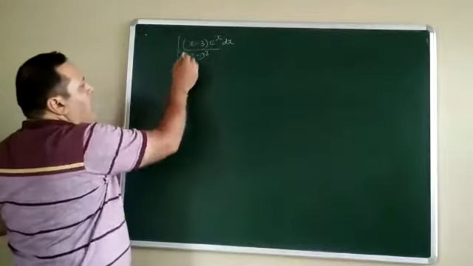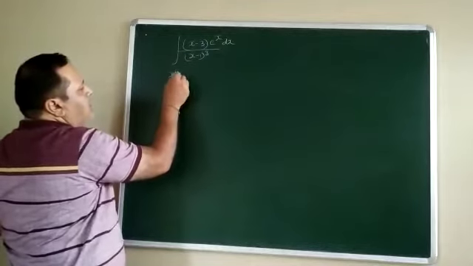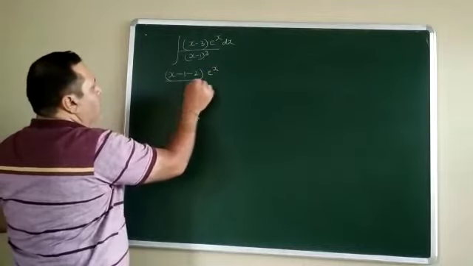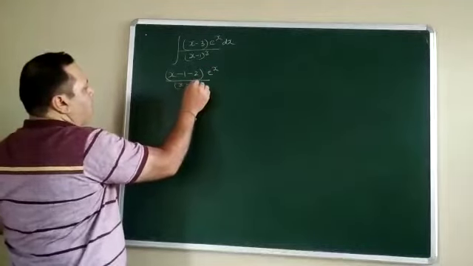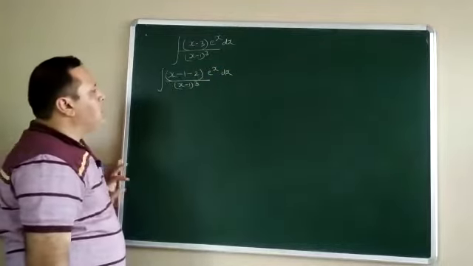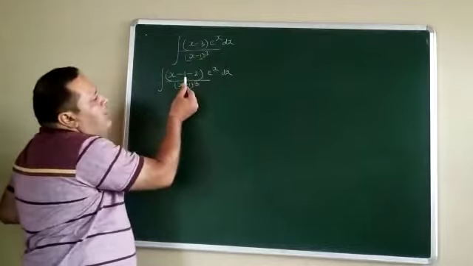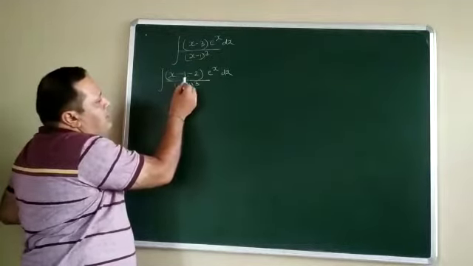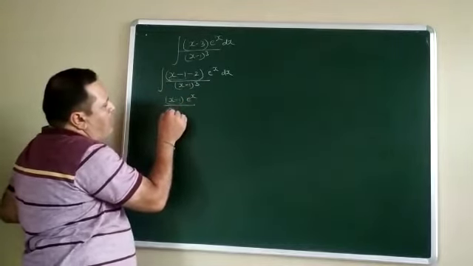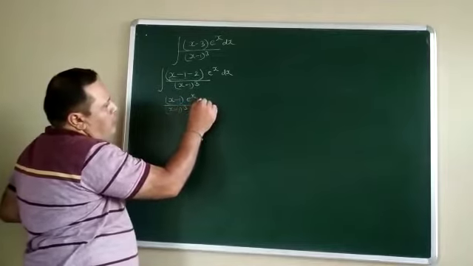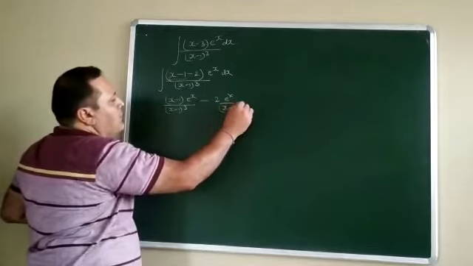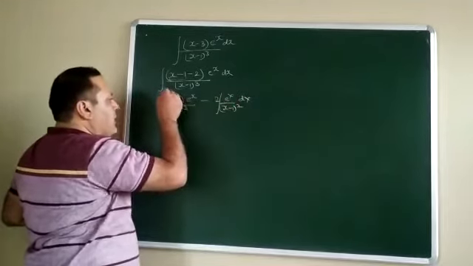See this one. It is x minus 3, it is x minus 1. The integral of (x minus 3) e to power x upon (x minus 1) whole cube dx. This is the function. Now see, we break this 3 into the form of minus 1 and minus 2. So it is (x minus 1) e to power x upon (x minus 1) whole cube minus 2 into e to power x upon (x minus 1) whole square along with dx.